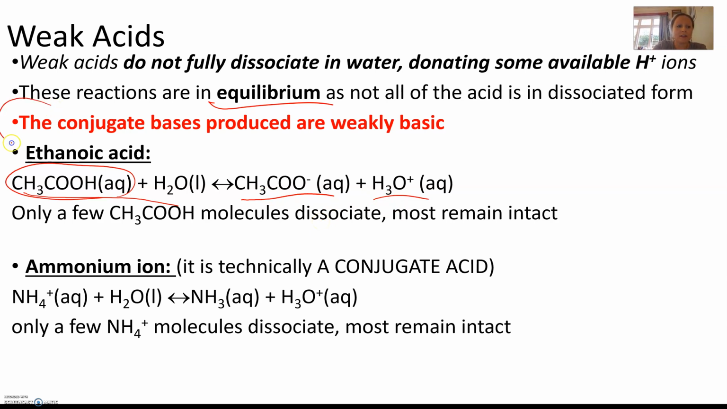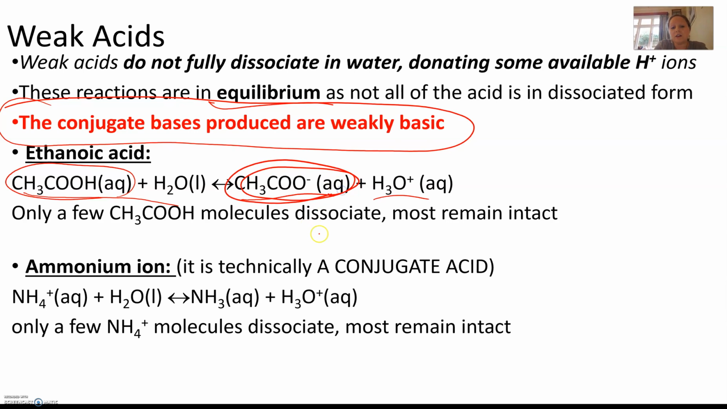Now this point here is super important. When you have a weak acid or base reacting, so in this case a weak acid, the conjugate base that's produced, which is ethanoate, is also weakly basic, and that's really important. So if we look here, the ammonium ion, which is a conjugate acid from NH3, it's actually acidic, okay? So NH4 plus plus H2O forms NH3 plus H3O plus, so most of it will remain as NH4 plus, but some of it will dissociate, okay?